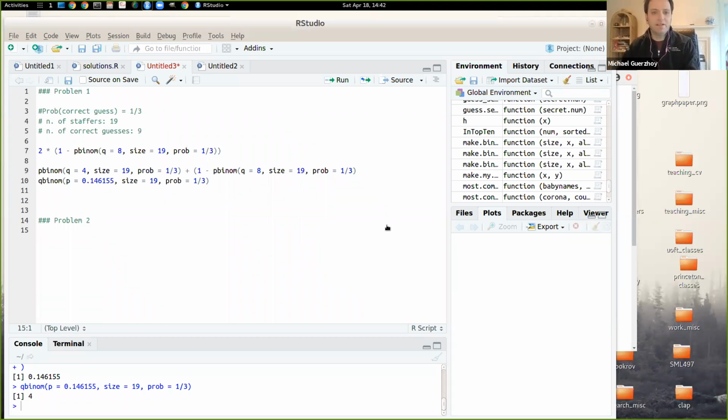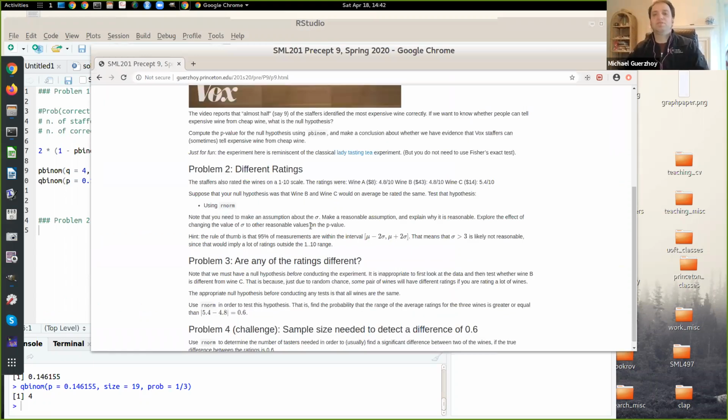So, okay. Problem 2 is about the ratings, right? What we have from the data is that wine A got 4.8 out of 10, wine B got 4.8, and wine C got 5.4. Suppose that our null hypothesis is that wine B and wine C are on average rated the same. And we want to test this hypothesis.